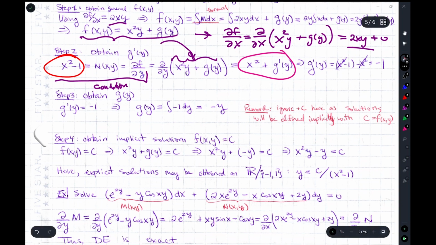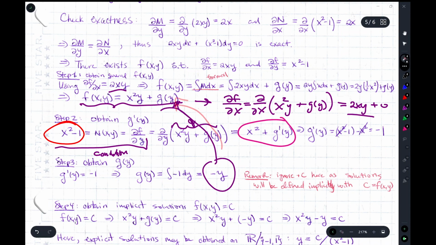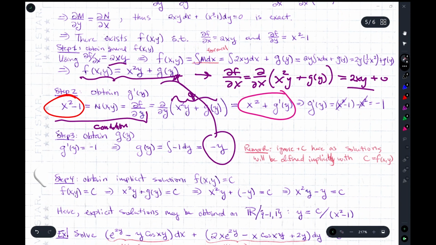So we now go and plug this g of y into that up here. So now we're plugging that back in, and we get x squared y plus g of y equals c. What is g of y? We just solved for it. That was step 3 there by integrating step 2 and 3. And now we have this.